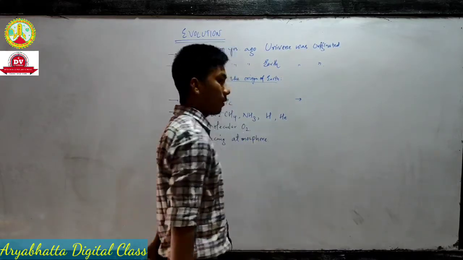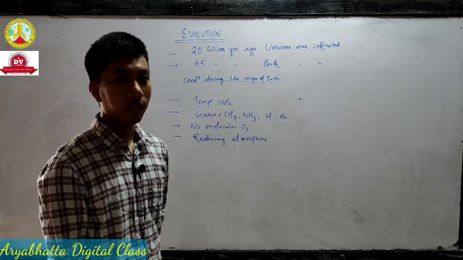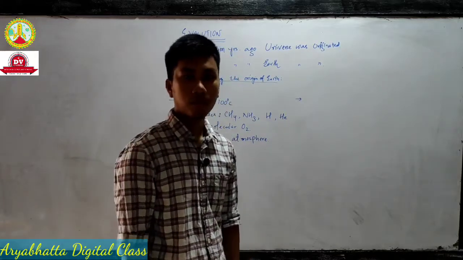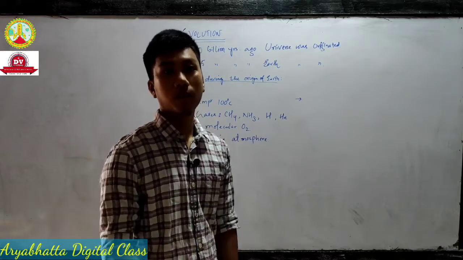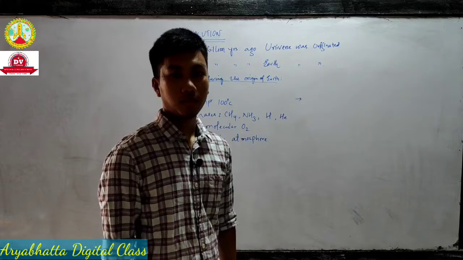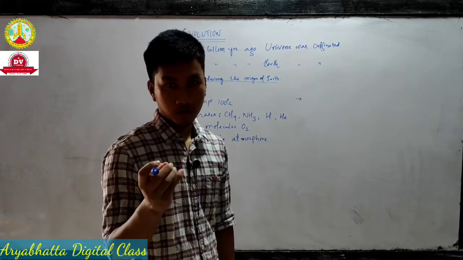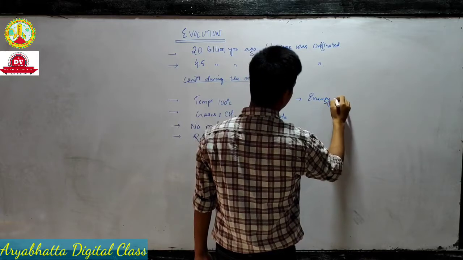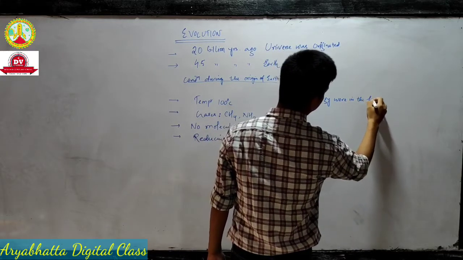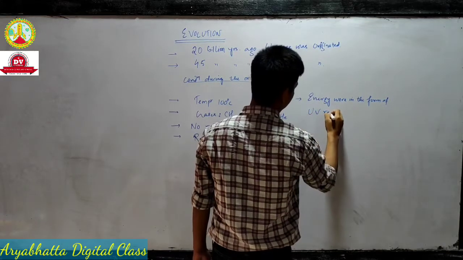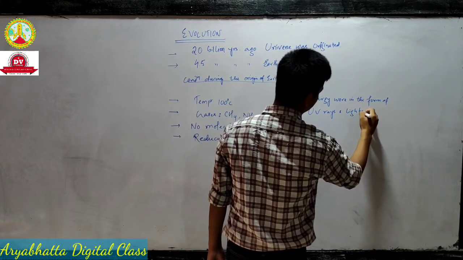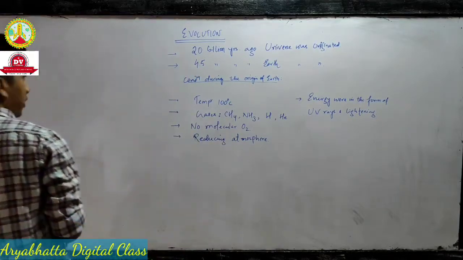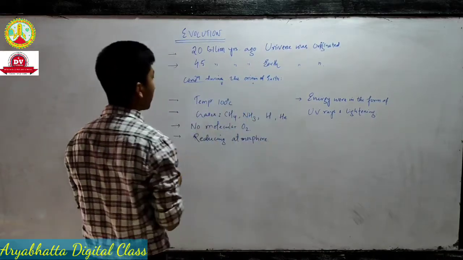Next thing, the light. At that time, there was no direct sunlight. The energy was in the form of UV rays or lightning. Understood? There was no direct sunlight at that time. So we can write that the energy was in the form of UV rays and lightning. So these were the conditions when Earth was first originated.